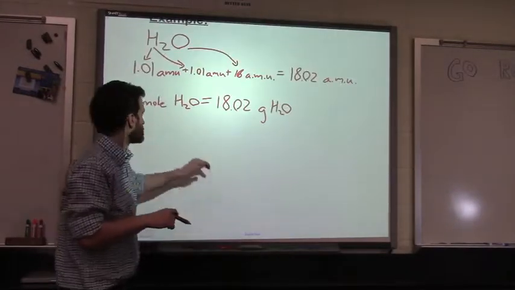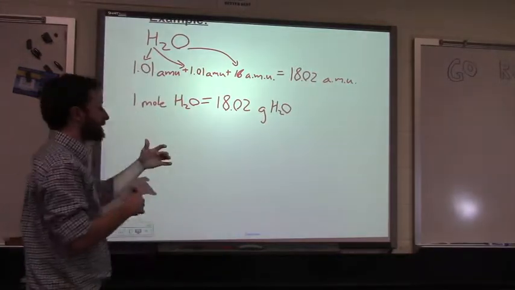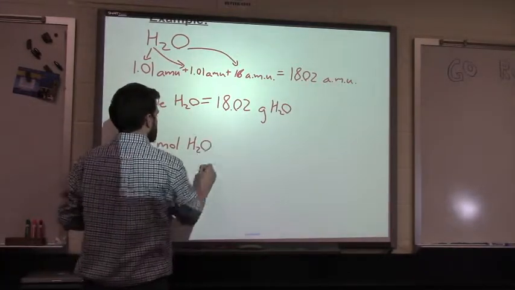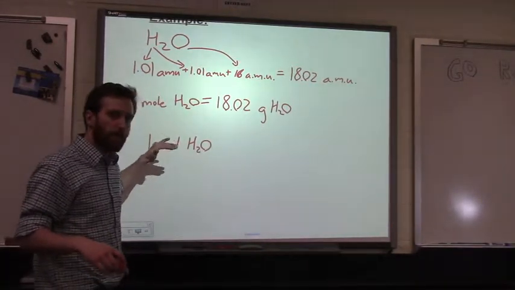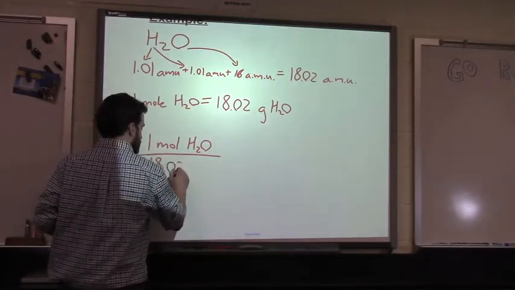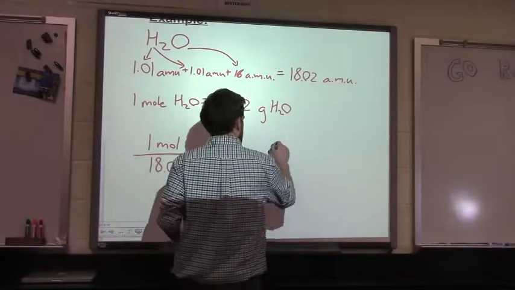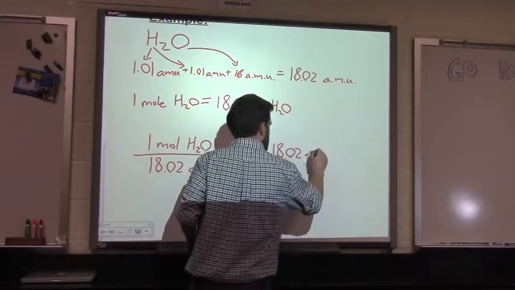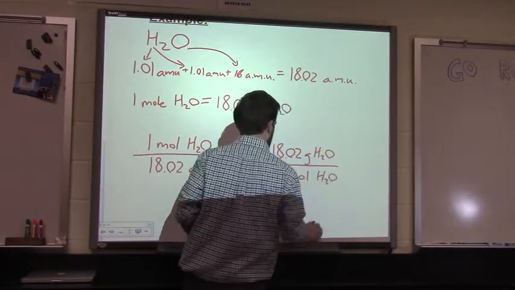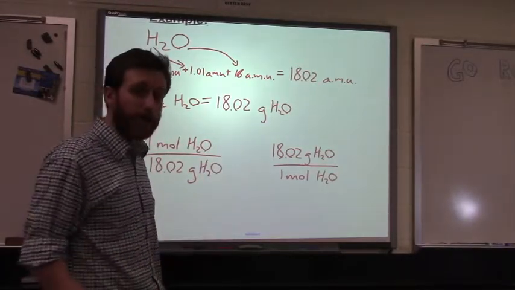If I were to take this equality, 1 mole of water equals 18.02 grams of water, well, I'd write it as a conversion factor like this. 1 mole H2O. Sometimes we drop the E and we abbreviate mole, just MOL, per 18.02 grams H2O. Or I could write the reciprocal, of course. 18.02 grams H2O per 1 mole H2O. So those are two conversion factors true about water that you could use to convert between grams and mole.